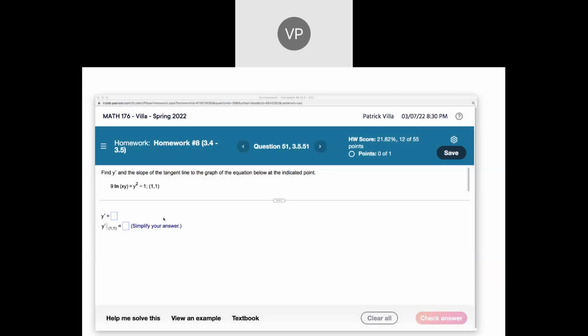So like the last time, I'm going to try to give myself as much room as possible. So I'm going to write the equation up here. We have 9 natural log of xy equals y squared minus 1. And they want us to find, at the point (1, 1), y prime. And they want you to find the slope of the tangent line to the graph. And it looks like that's it.